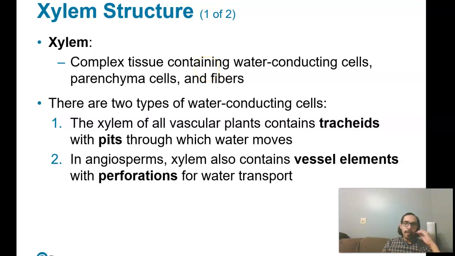So continuing with the xylem structure, the xylem is a complex tissue, so it means that it contains more than one type of cell. It has the parenchymal cells, the fibers, and water conducting cells. There are two types of water conducting cells. The xylem of all vascular plants contain the tracheids with pits, which allows the water to flow. And in angiosperms, the xylem also contains vessel elements with perforations for the transport of water.